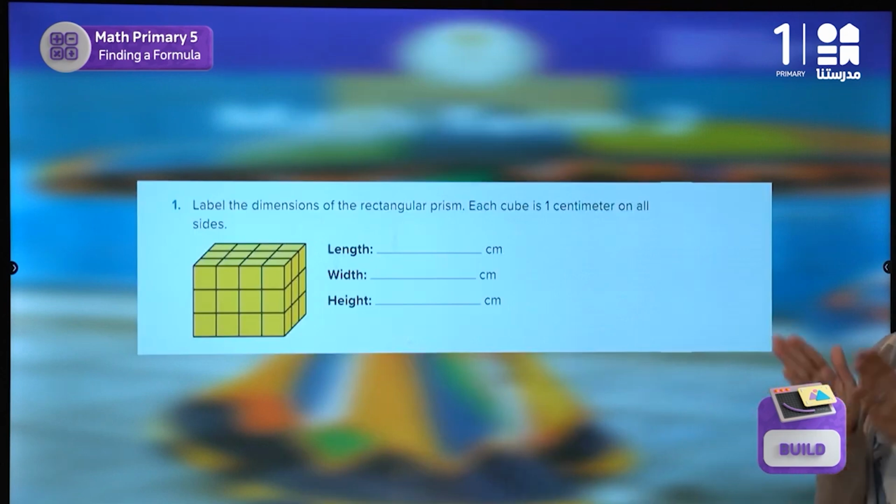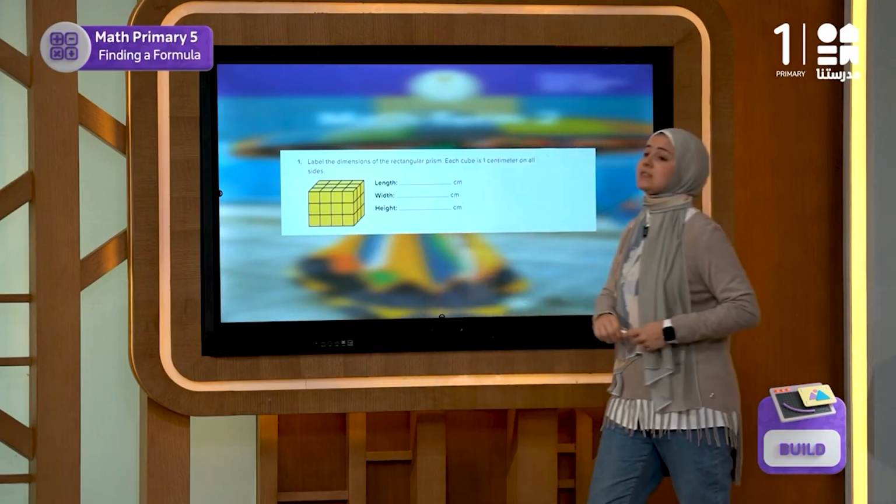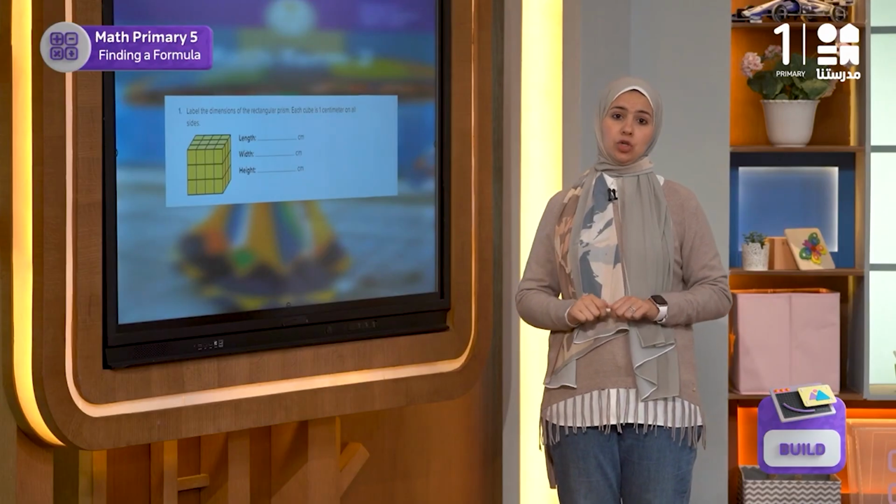We are asked to label the dimensions of the rectangular prism. Now don't forget that each cube is 1 centimeter on all sides. So it is a unit cube.